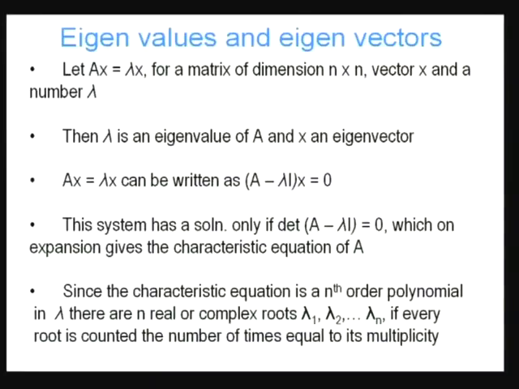We can rewrite Ax is equal to lambda x as A minus lambda I, where I is the identity matrix, A minus lambda I operating on x is equal to 0. Notice that A minus lambda I times x equal to 0 is a homogeneous system. From what we have looked at previously, this homogeneous system is only going to have a nontrivial solution if determinant of A minus lambda I is equal to 0.